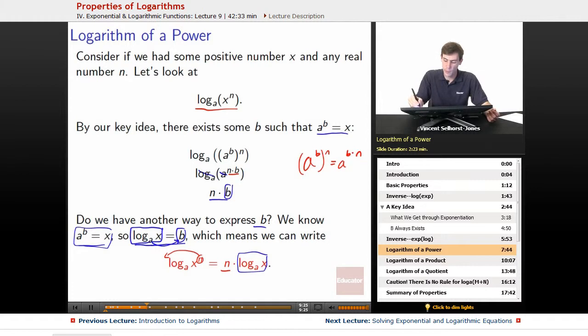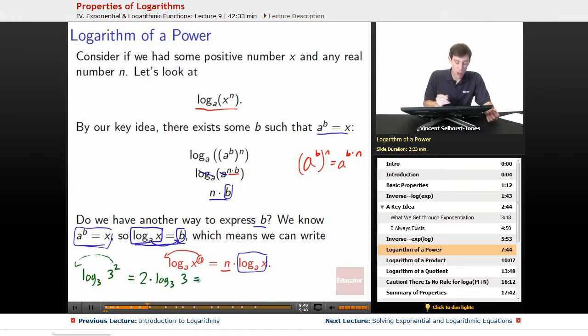Let's look at an example. If we look at log base 3 of 3 squared, by this property, we could take this 2, move it out front, and we'd have 2 times log base 3 of 3. Well, log base something of something, if they're the same something, is just 1, right? What do you have to raise 3 to get 3? Just 1, right? So we have 2 times 1, which is equal to 2.